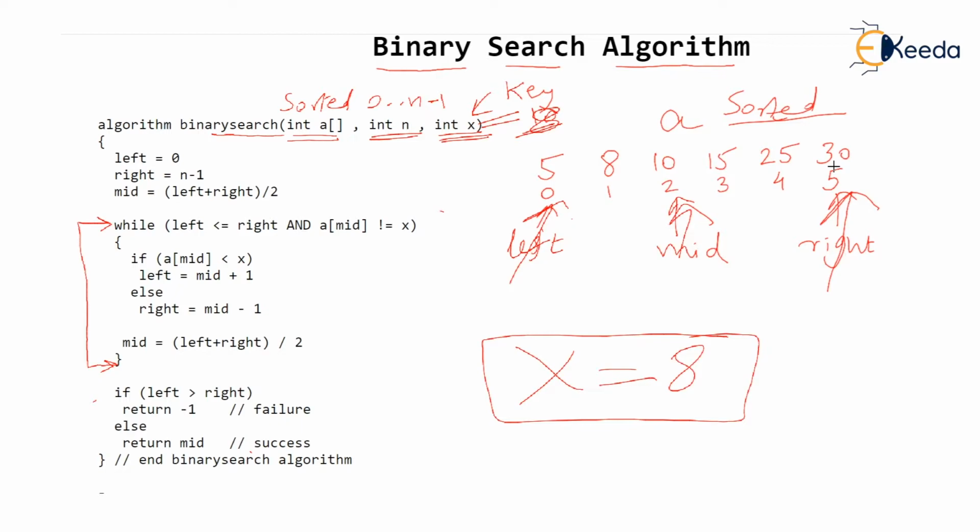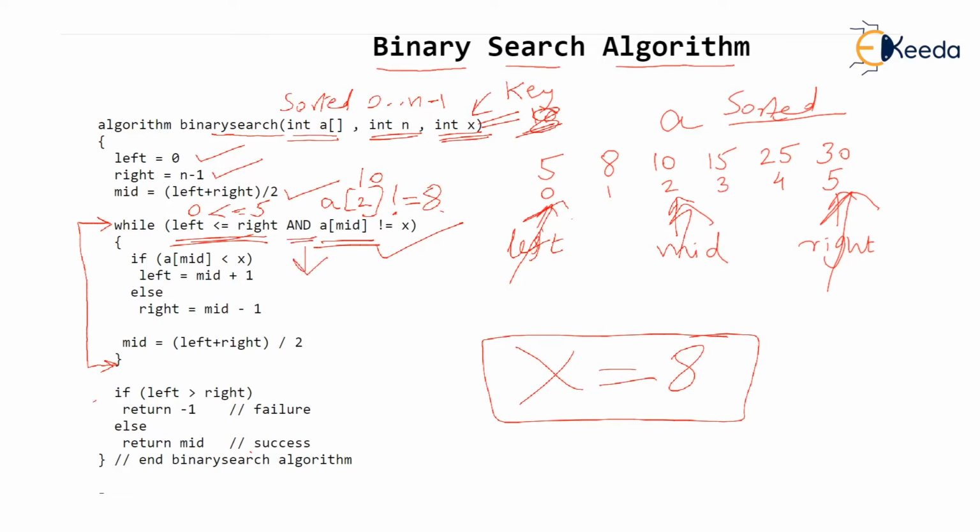Obviously left is 0, right is 5 in our example, and midpoint calculated is 2 again. Now watch, a of mid means a[2] because mid is 2, and that is 10. Is it not equal to the value that we are searching? Now the value we are searching, x, is 8, and indeed the value at midpoint, that is 10, is not our value that we are searching for. So the condition is true. Of course, left less than right, the first condition is true because 0 is less than or equal to 5. So as both the conditions are true, the while will operate.